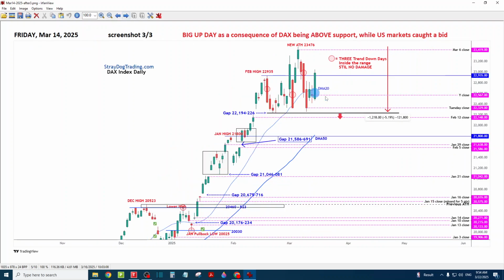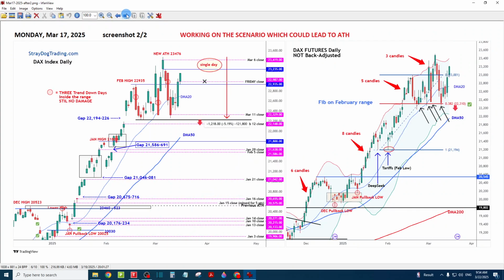However, we got the one to the upside, close well above daily 20, close also above the February high, and this gave context to favor buyers into next days, because we got a few scenarios, and one of those was up move into the all-time high if market holds support. Market held support, broke above daily 20. At the end it went higher. On Monday we had an upside continuation and confirmation that market is working on a scenario which could lead to the all-time high. This is futures side by side with index.